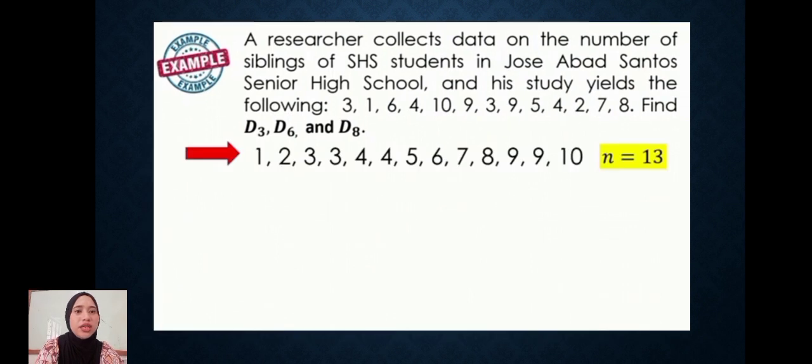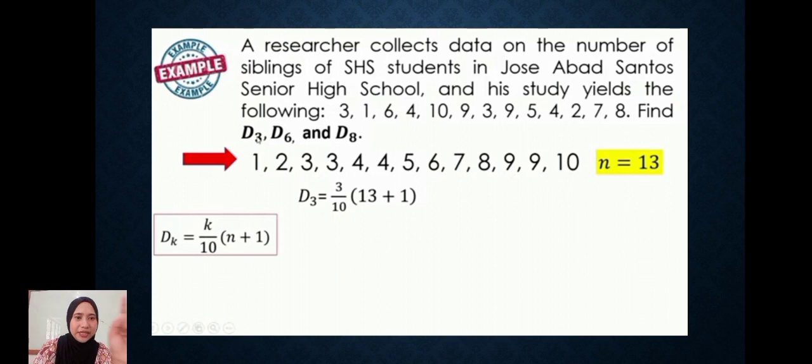So, now we have first, una natin gagawin or the first step that we have to do is to arrange our sample or our ungrouped data from smallest to largest or into an ascending position. So we have 1, 2, 3, 3. We have two data which is 3. Tapos dalawa din yung 4, isang 5, then 6, 8, then dalawang 9, and 10. Which is a total of n is equals to 13. So we have 13 data.